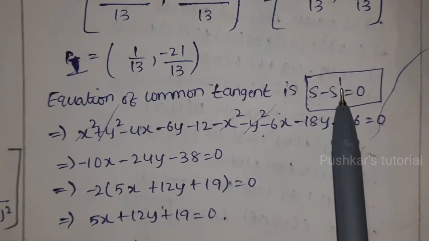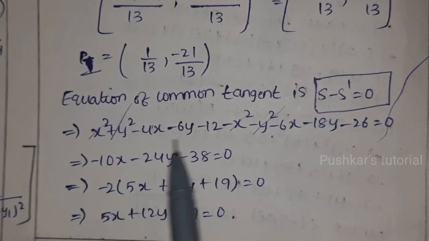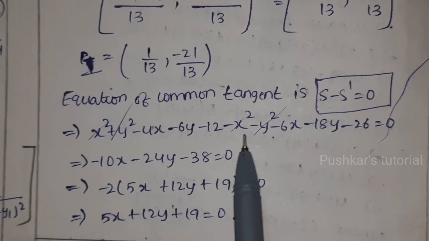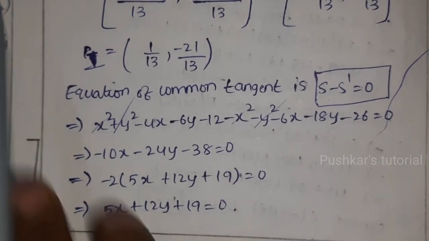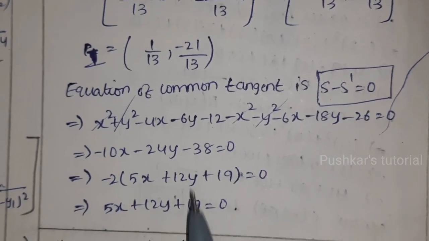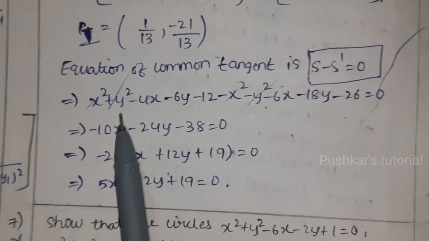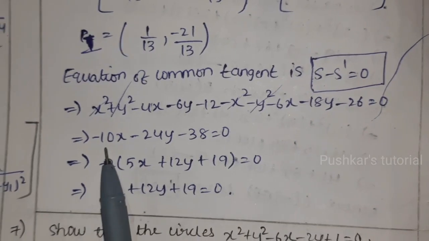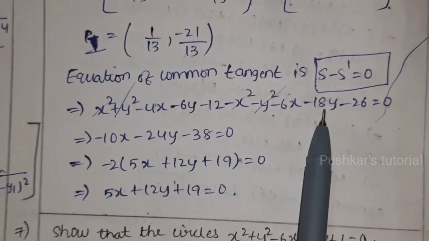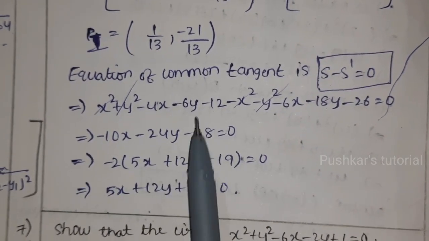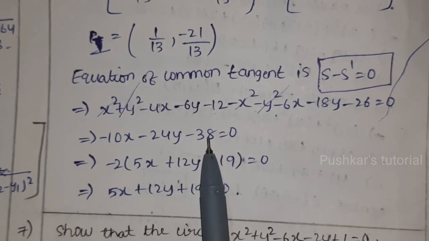Formula: S minus S dash is equal to 0. So first circle as it is, then second circle, all plus become minus. So x square, y square cancel. Minus 4 minus 6 is minus 10. Minus 6 minus 18 is minus 24. Minus 12 minus 26, minus 38.